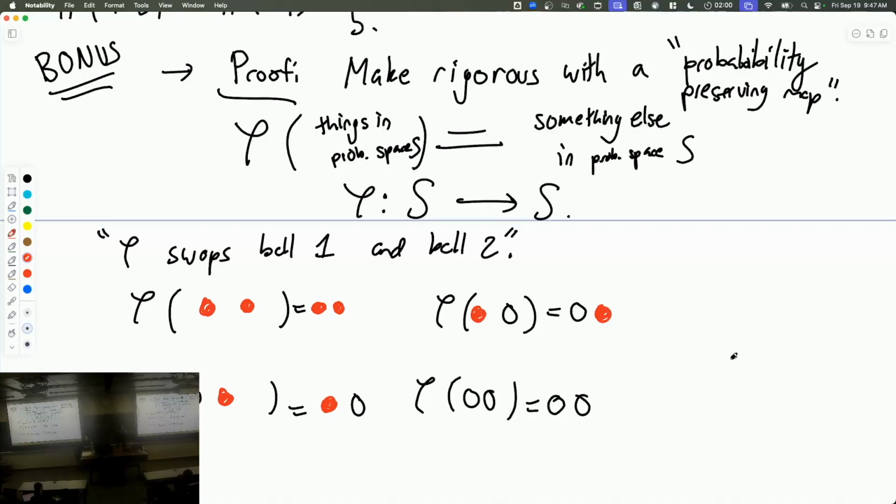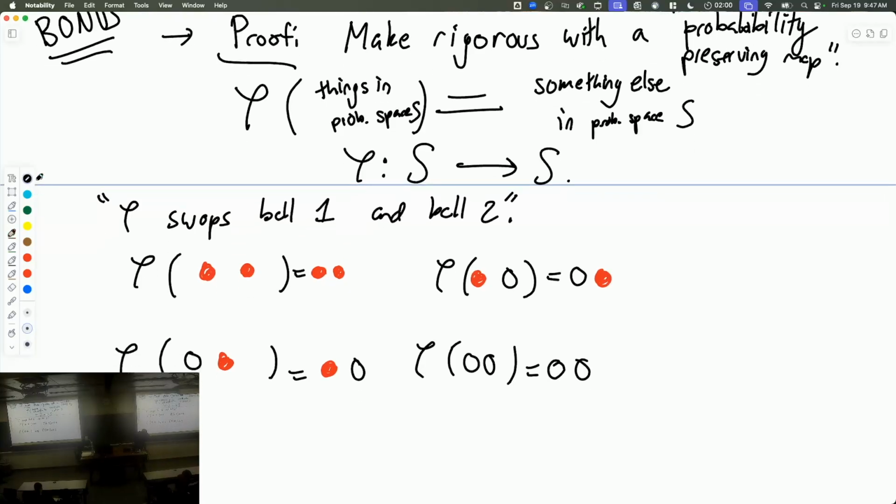So phi swaps the order. Phi is taking whatever happened on the second ball and whatever happened on the first ball and reversing them. Sometimes that does nothing if they were the same, but sometimes it actually swaps them. And here is the claim. This is the heart of the thing. Let's call it a theorem because that's exciting. Theorem: phi is probability preserving.